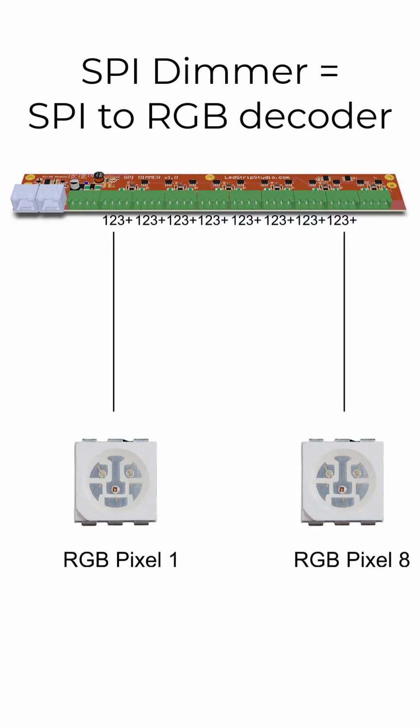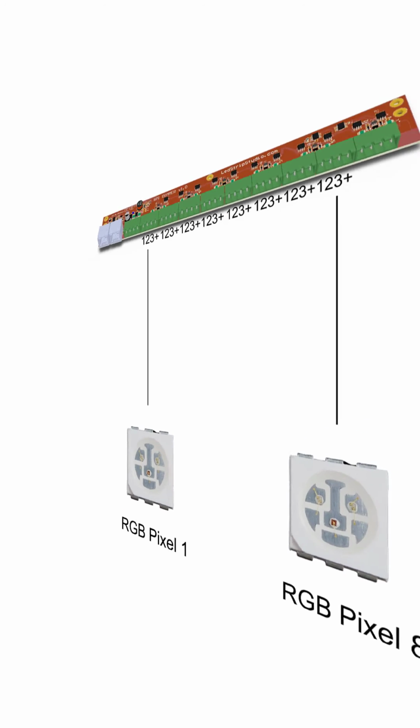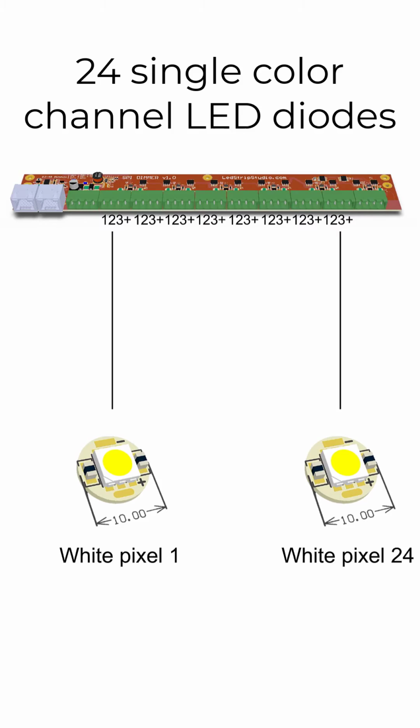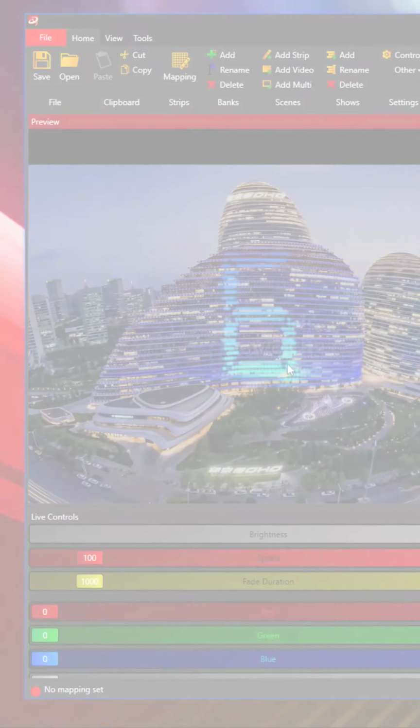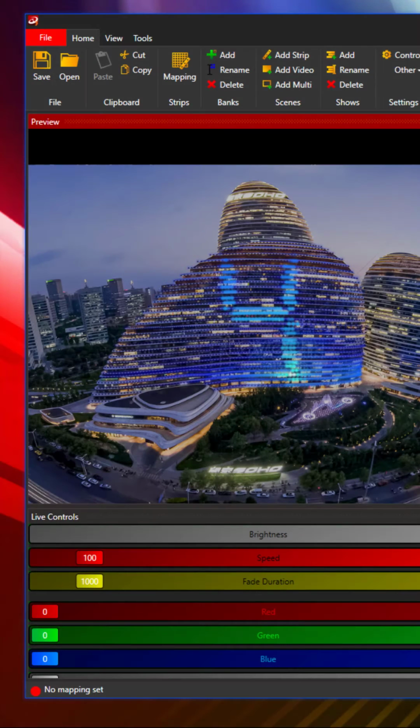SPI dimmer is basically a dimmer for up to 8 separate RGB analog diodes controlled over SPI signal. And instead of 8 RGB diodes, you can use 24 white analog diodes. The question you might ask, if I use just a red channel of the pixel color, how will I be able to convert, for example, blue color image?